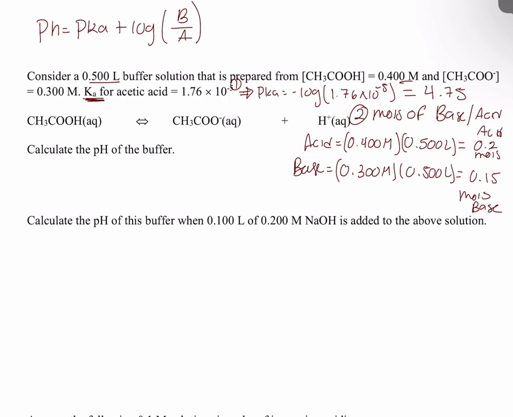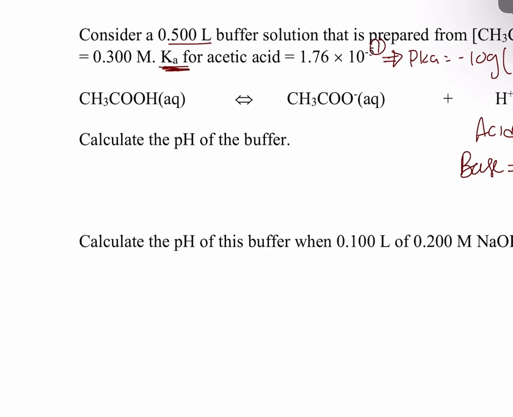Let me just change the color. I'm gonna zoom in a little bit over here. So it's going to be step 3, which is pH equals 4.75 plus the log of base, which our base was 0.15 over 0.2. So I'm just gonna do this math first. So it's gonna be 0.15 divided by 0.2.